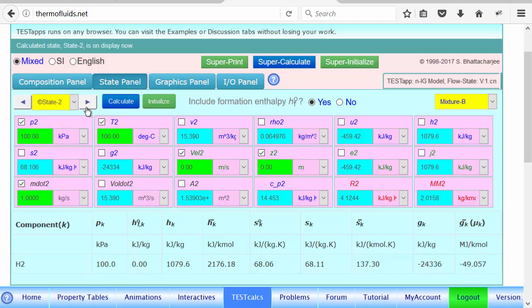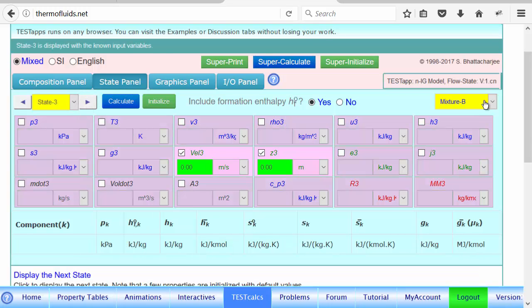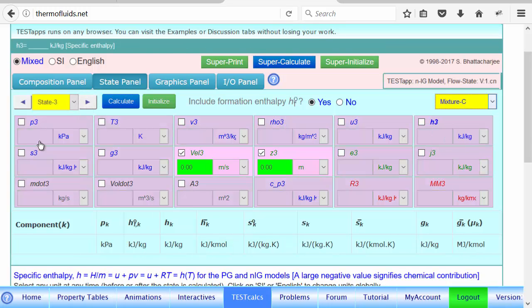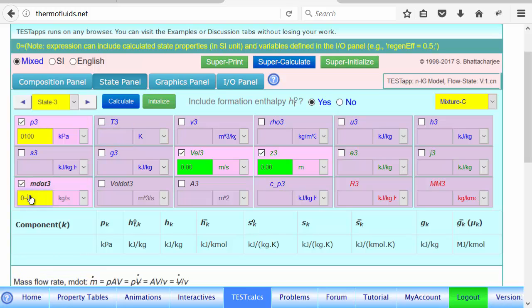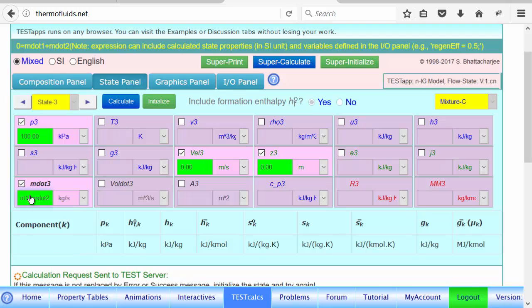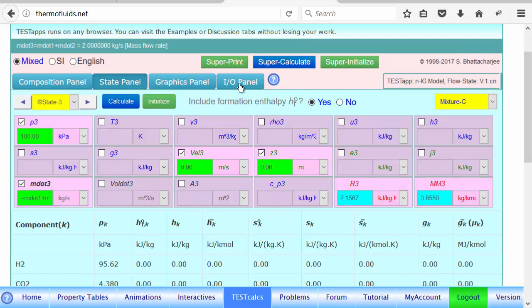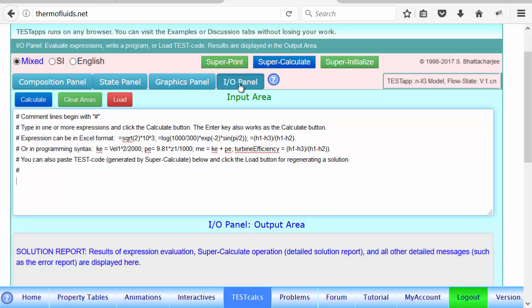So state 2 is calculated now. And for state 3, which is mixture C, again it's 100 kPa and it's going out. We don't know the temperature, I'm sorry. And the mass flow rate, of course, we know would be m dot 1 plus m dot 2. That's not enough to find the state. So we go to the IO panel and we use the same kind of equation.